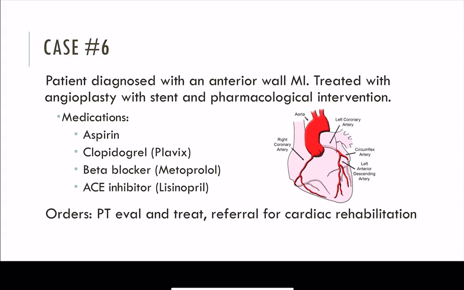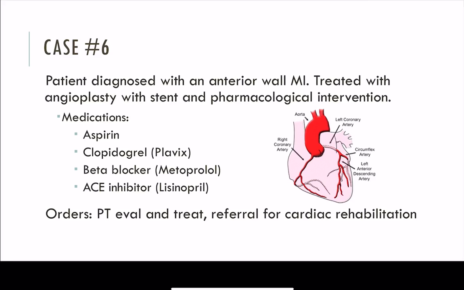Okay, so the orders given were physical therapy to evaluate and treat, and a referral for cardiac rehab. So this patient, at this point, with the information that you have, does this patient appear appropriate for therapy?